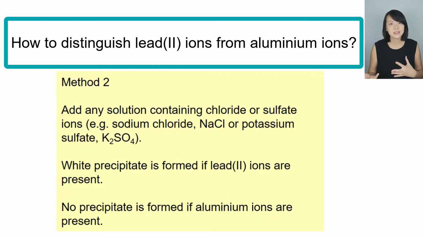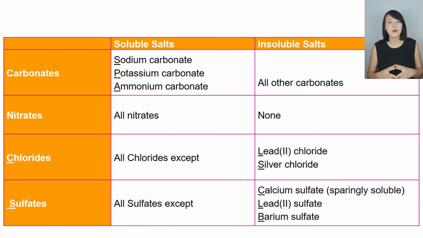Alternatively, a more common method, we can add any solution that contains chloride or sulfate ions. For example, we can add sodium chloride solution, or we can add potassium sulfate solution. When any of this solution is added, and if we see white precipitate form, then we can confirm that lead-2 ions must be present. Aluminium ions do not form precipitate with chloride or sulfate ions because aluminium chloride and aluminium sulfate are both soluble in water. We actually learned this solubility rule when we dealt with salts in an earlier chapter.